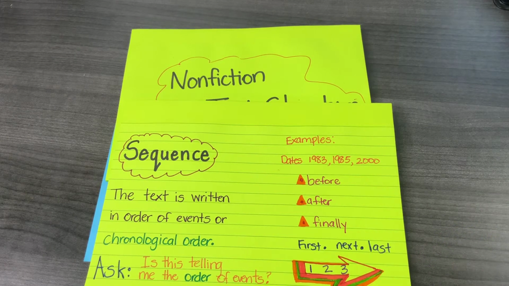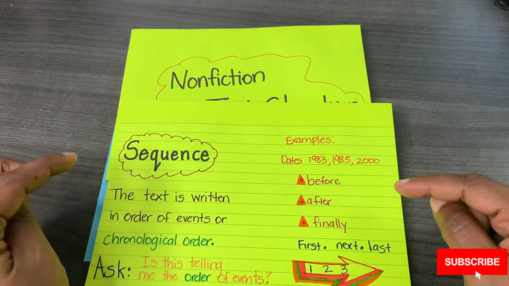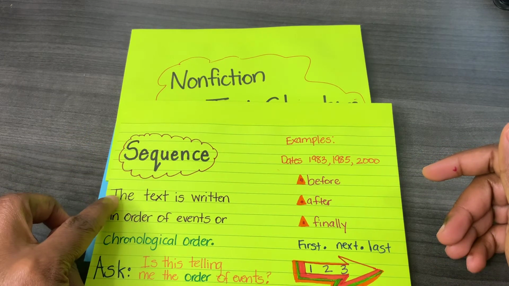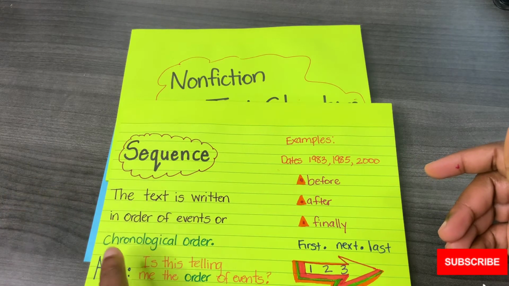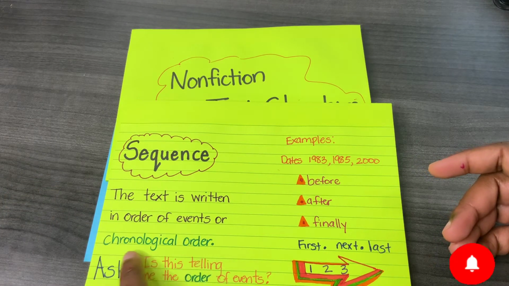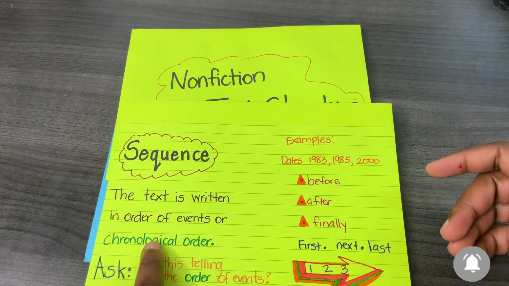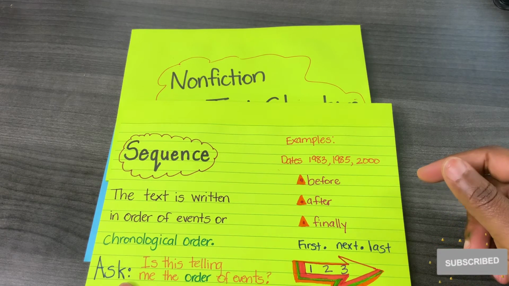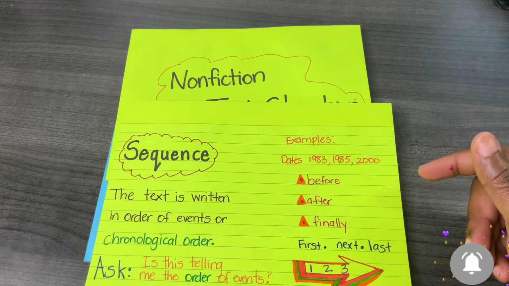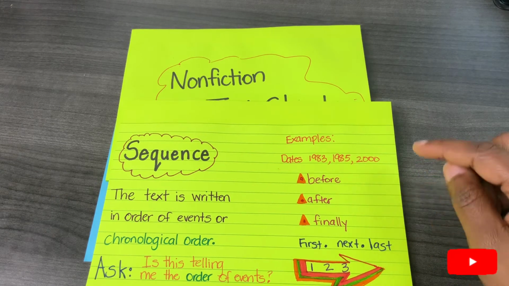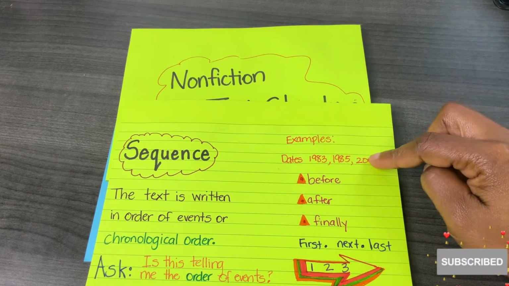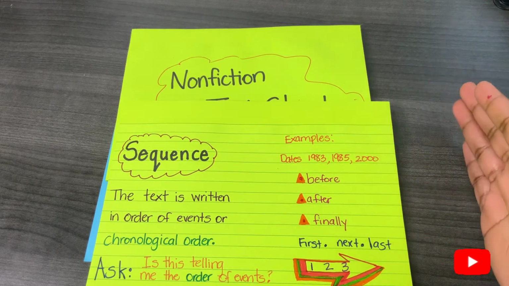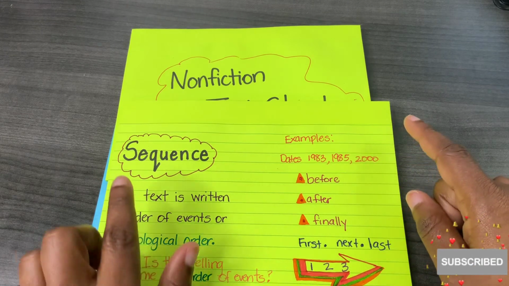First, next, last. So when something is in sequential order, or the sequence, it says the text is written in order of events. Another word for sequential order is chronological order. Logical order. I want you guys to ask yourself, is this telling me the order of events? If it is, like using dates, so in the story you'll see they're using different dates for different things, and then the dates are in order, most likely you're looking at sequence.